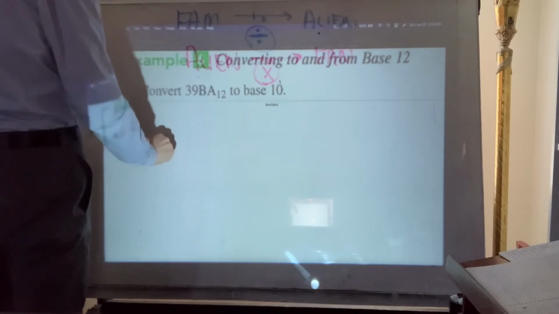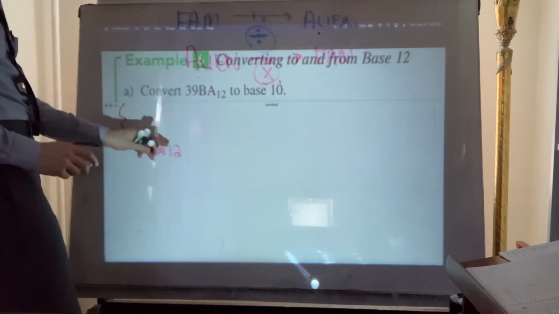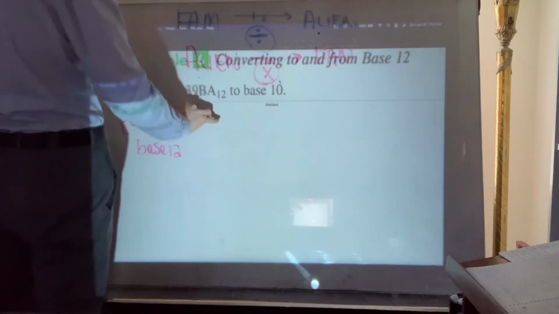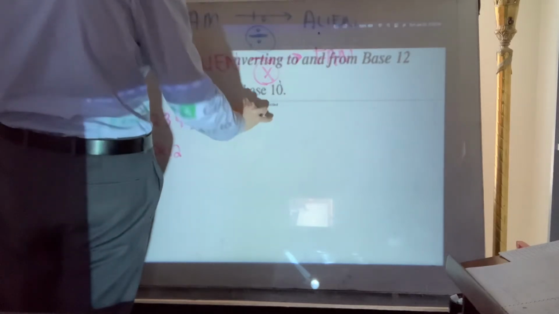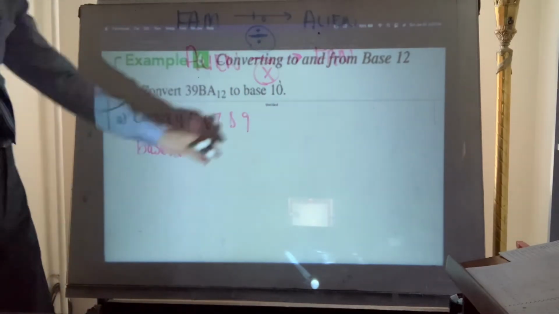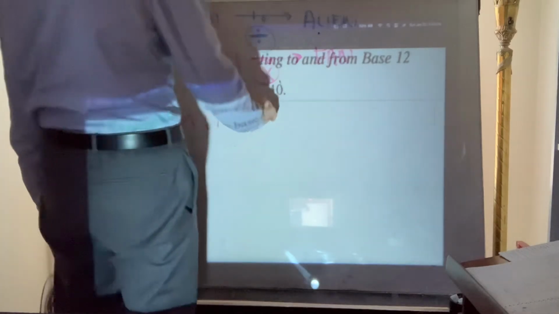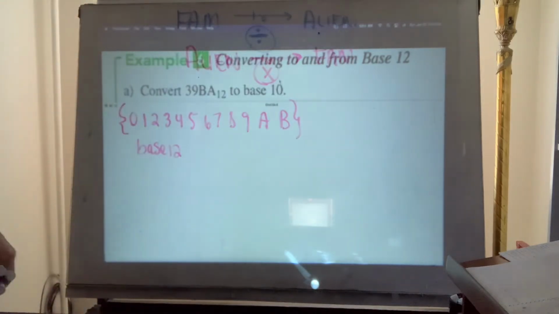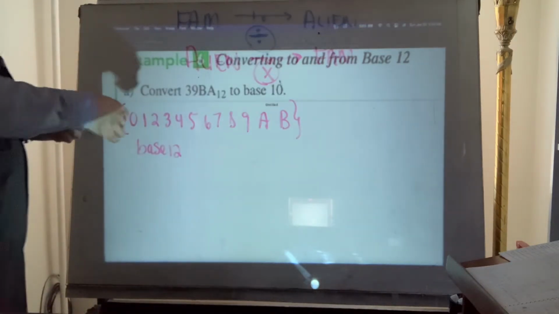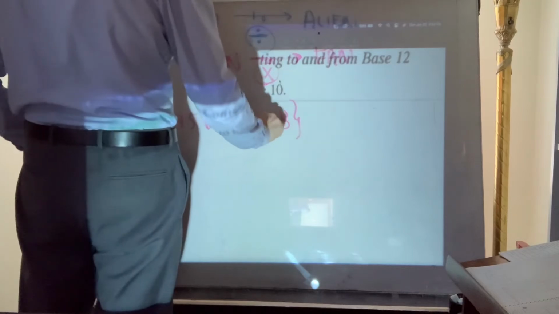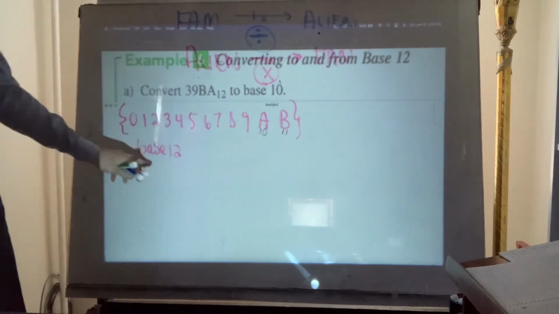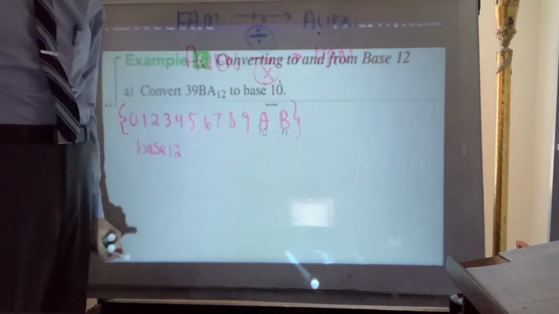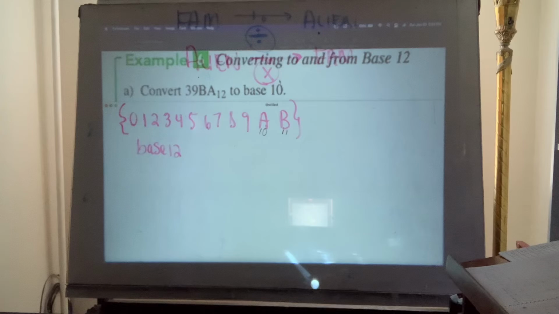For base 12, always start with 0. It's 0, 1, 2, 3, 4, 5, 6, 7, 8, 9. And then what would be 10 and 11 is the letter A and the letter B. I'm just going to squeak it in here. This really is 10 and that's really 11. Notice again, because it's base 12, we have 12 characters total, but you don't write the number 12 in the set.